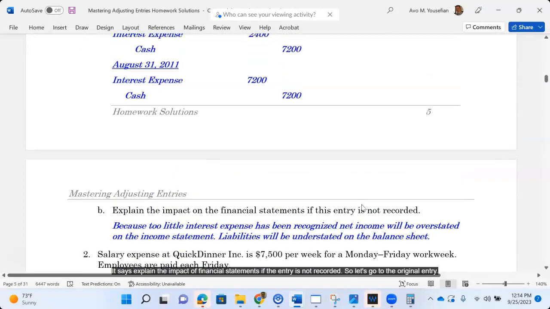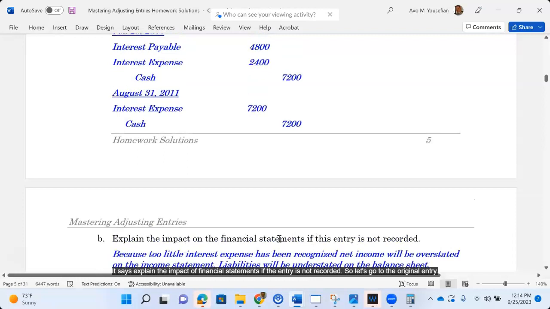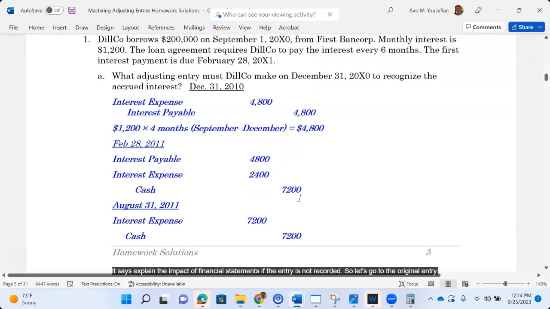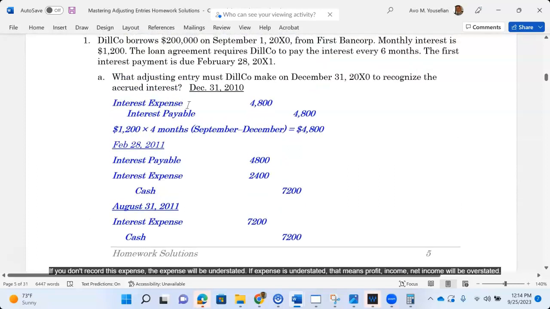B, it says, explain the impact on financial statements if the entry is not recorded. So let's go to the original entry. If you don't record this expense, the expense will be understated. If expense is understated, that means profit, income, net income will be overstated. If the net income is overstated, then if this is a corporation, the retained earnings will be overstated eventually in the balance sheet.